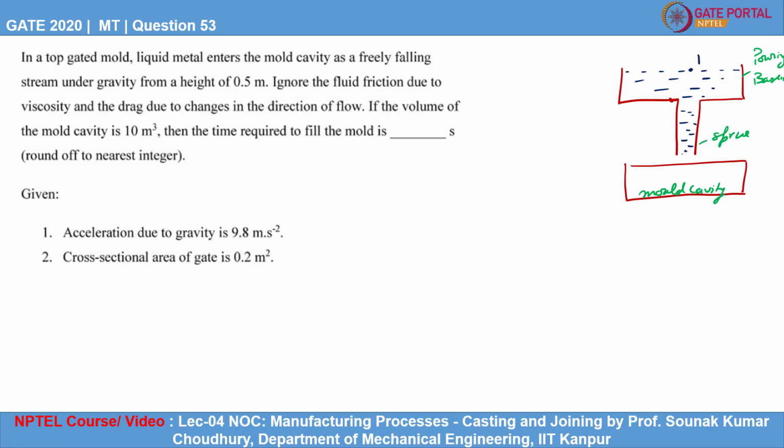If I assume the top surface of the liquid metal to be point 1 and the mouth of the mold cavity to be point 2, I am going to use two equations: first is Bernoulli's equation and the second is the continuity equation. And let us assume that this height is h2 from the datum level, and this height is h1 from the datum level.